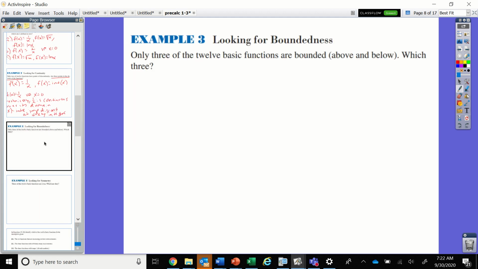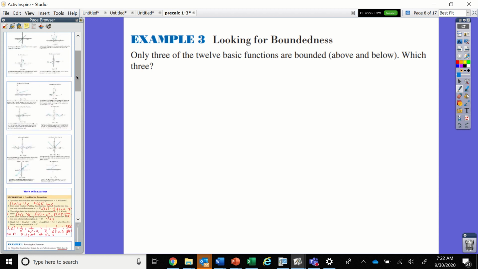And then let's look at two more before we get out of here for the day. Let's look at boundedness. It says 3 of the 12, and again, I challenge you to pause the video to try it on your own before you listen to my answers. 3 of the 12 basic functions are bounded both above and below. Which are these 3?